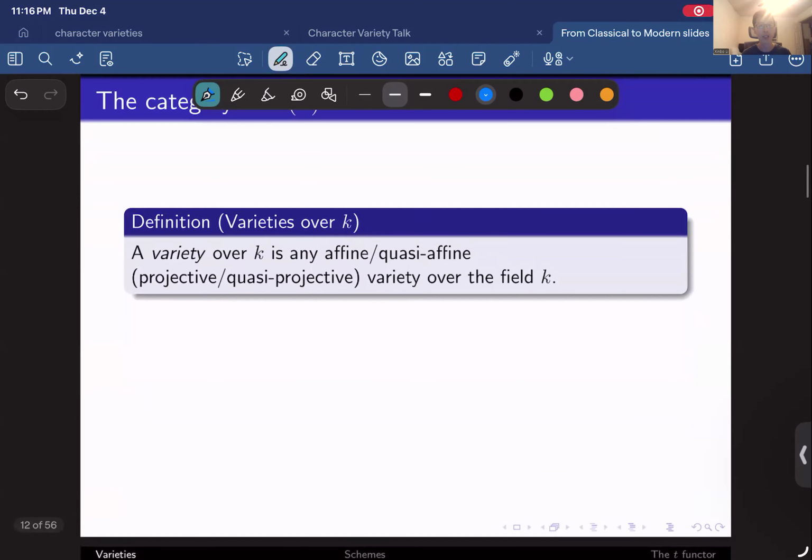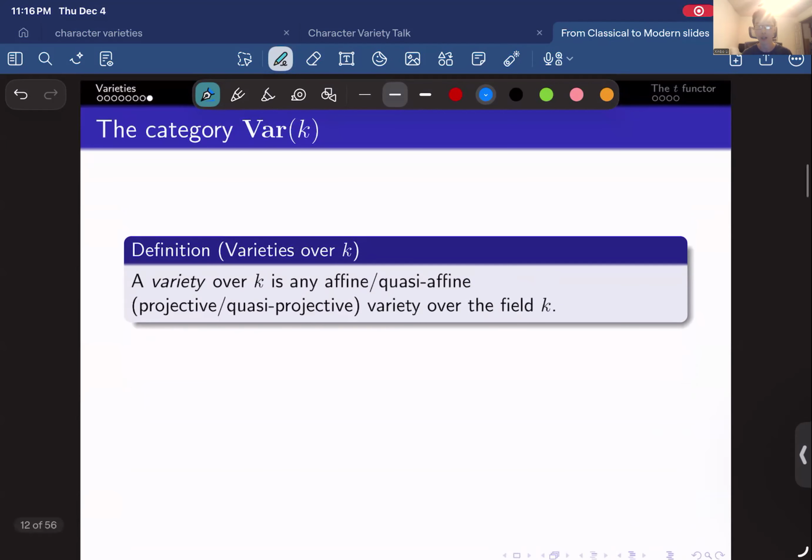And now I can give you a description of the category called varieties over k. Objects in this category are any affine, quasi-affine varieties. I haven't mentioned projective or quasi-projective for simplicity of this talk, but those are also included as objects in varieties over k.